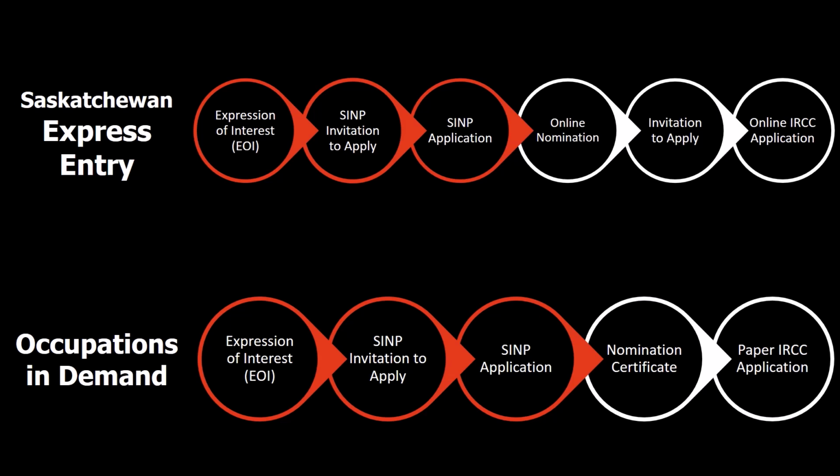Once you receive the SINP invitation to apply, you log into the same portal and submit the required documents along with the application fee. Now the two programs take different paths. Under the Saskatchewan Express Entry category, you receive a nomination from the province within your Express Entry profile. The nomination adds 600 points to your Express Entry profile, guaranteeing an invitation to apply or ITA in the next draw. After the ITA, you apply for the Immigration to Canada online.